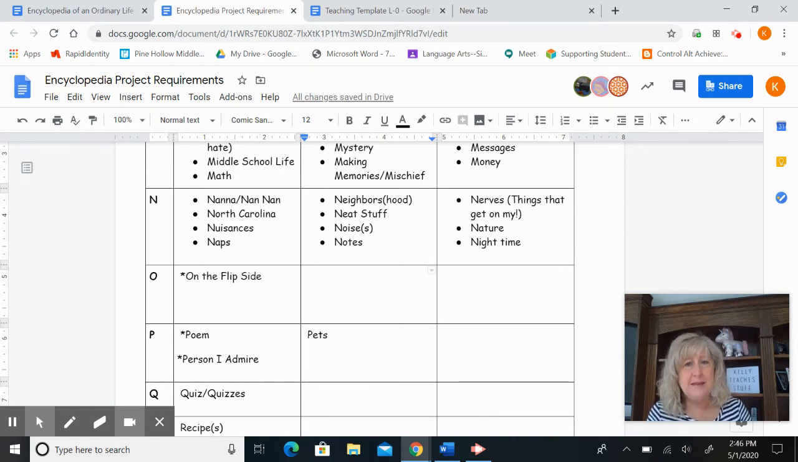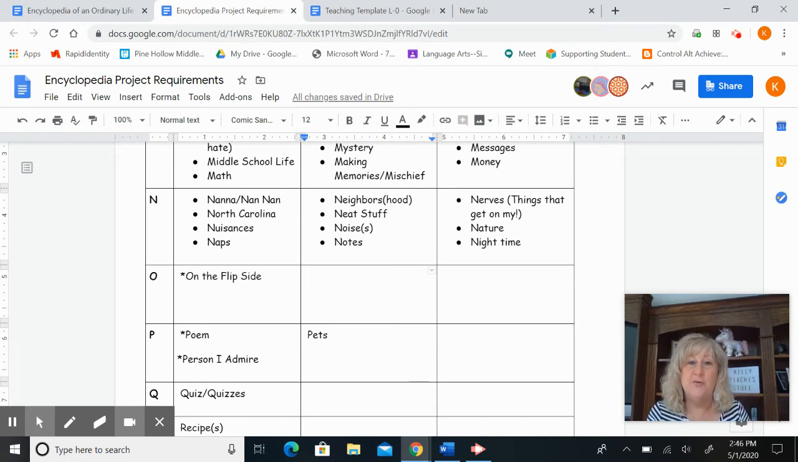The next one is neat stuff, maybe stuff that you find that's really neat. You could talk about it. I know some of you have toys and games and things that I haven't seen or other people haven't seen, and you could write about that. And especially because when you're older, you might not have those. If you want to share this book with your kids, it'd be kind of cool to go back and reminisce about that. Noise or noises.